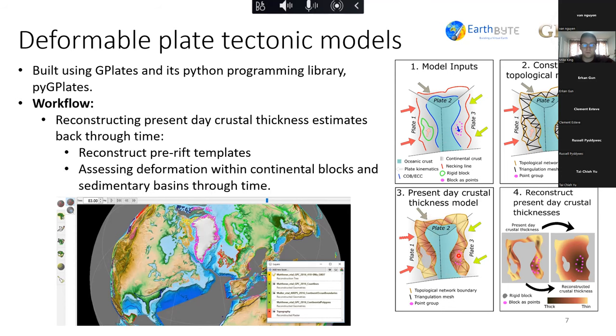In terms of the workflow based on my work, this could be really advantageous for rifted margins because we can reconstruct things such as pre-rift crustal thickness templates. And we can also assess the deformation within the continental blocks I'm interested in, and also how they impact the sedimentary basins through geological time.